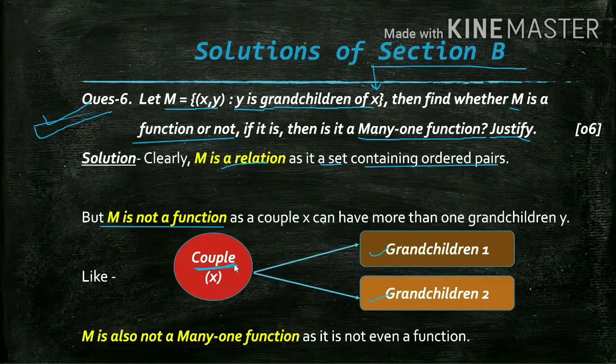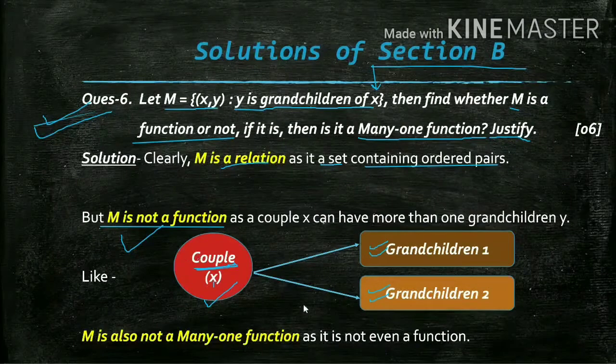A couple or a husband and wife pair, or you can say a single person, can have two grandchildren and can have more than that as well. That's not an issue, right? That means we have two distinct pairs that have the same first component. It is the case over here. And when we have this kind of thing, we say it is not a function, because for a function, we do not want these kind of things. Right?